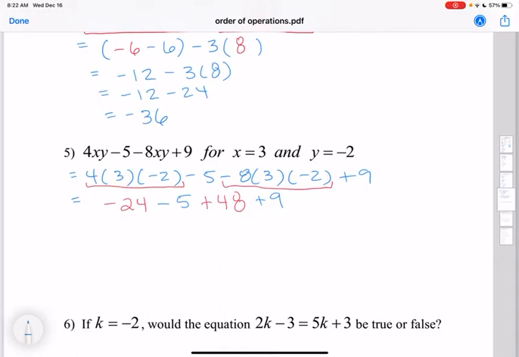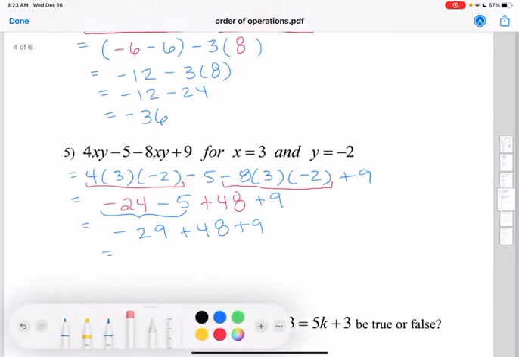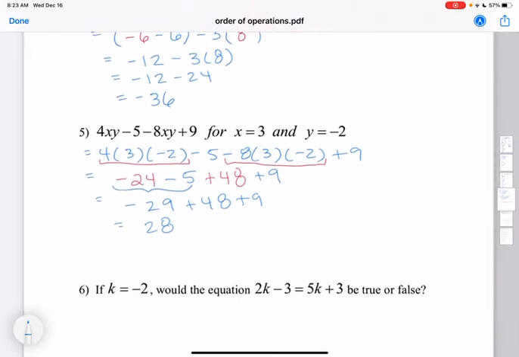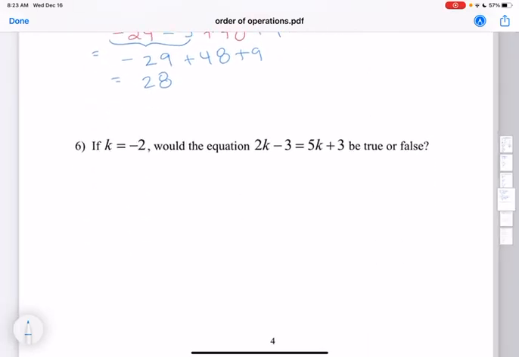Now we're down to just adding and subtracting. So now at this point, we just go left to right. So -24 minus 5 is a -29. Bring down the rest. -29 and 48. And 9. You know what? I said that we didn't need to show every step. So if you would like to, we can take out this. I was going to do one more step, but if you want to do -29 plus 48, keep track of that, plus the 9, you would get the 28. Okay, that looks good.